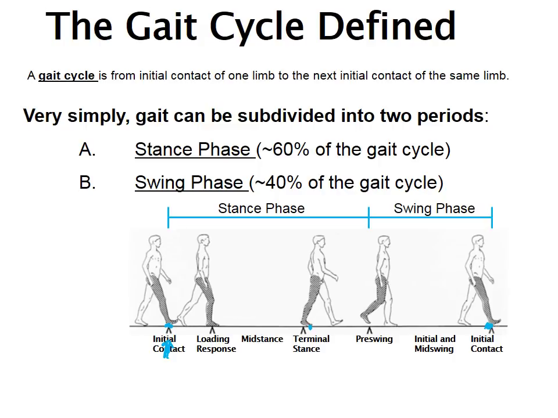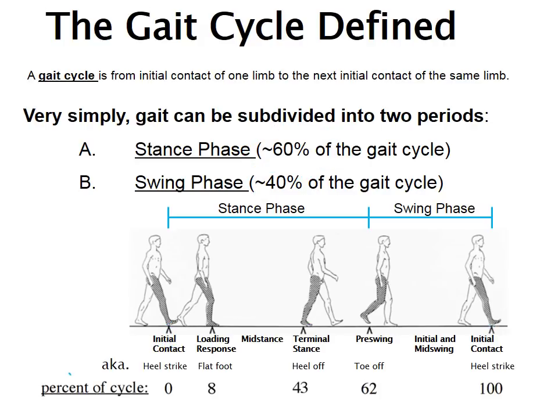So that is the definition of a gait cycle, from one heel strike to the next heel strike of the same limb. Very simply, gait can be divided into two periods. We have a stance phase. For that right limb, obviously this is in stance, this is in stance, and this is in stance. And then we have a swing phase. In this phase right here, this limb is in swing phase until this time point right here. We spend about 60% of our time in the stance phase with one limb and about 40% of time in the swing phase with one limb.